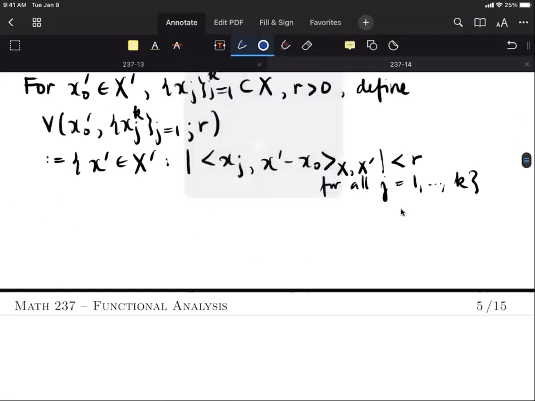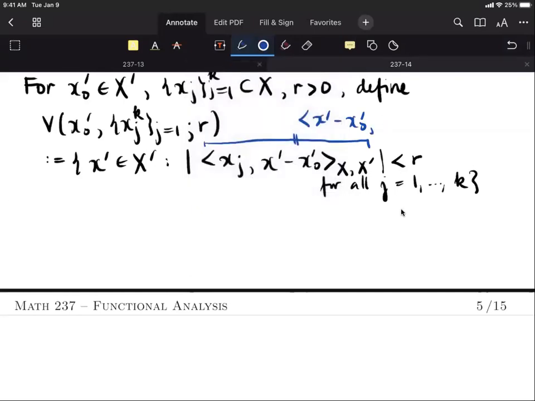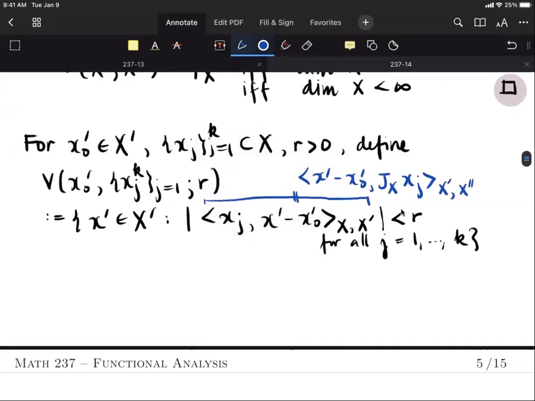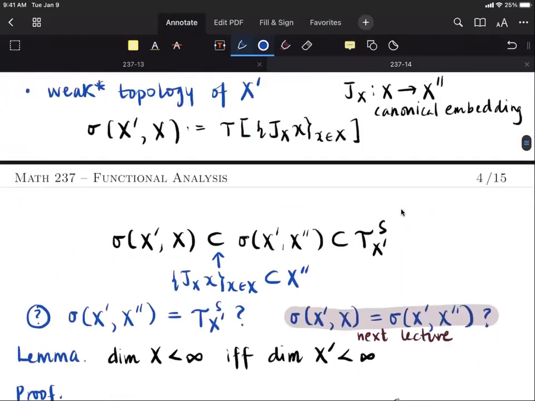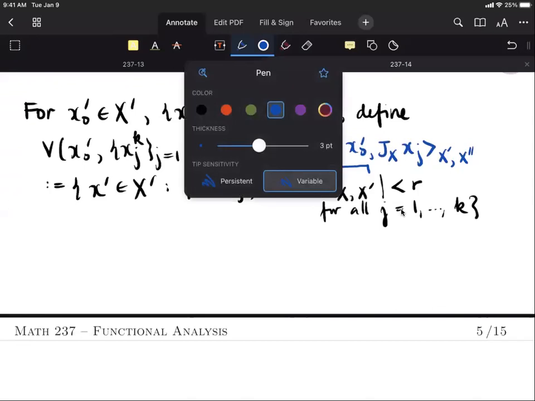Take note that this quantity here, according to the definition of the canonical embedding, is the same as the duality pairing of x prime minus x prime naught and the image of x sub j with respect to the embedding J sub X. So this is now a duality pairing in X prime and X double prime. Okay. And it is precisely these maps that define the weak star topology. So with this notation, we have the following theorem.